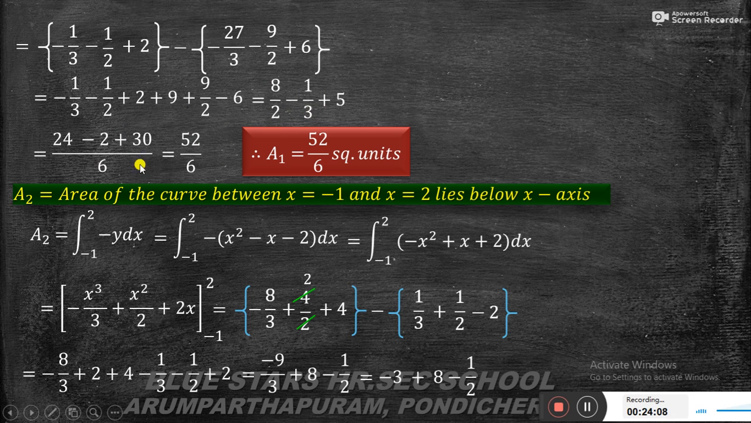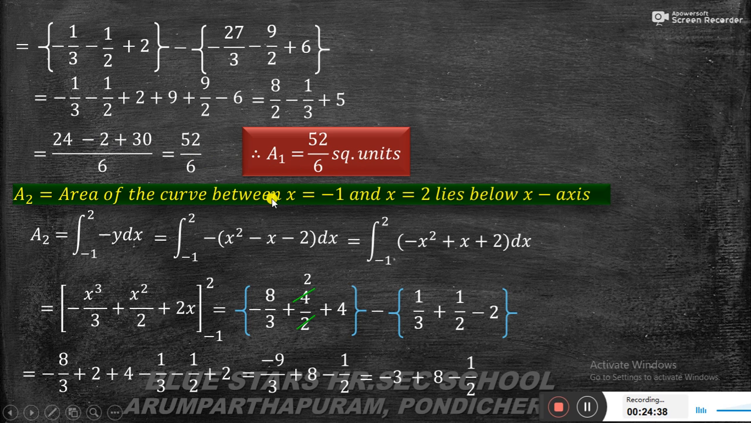So LCM 6 means 8 3s are 24, 2 into minus 1, 2 into 1 is 2. So 24 minus 2, and 2 3s are 6. So 24 minus 2 by 6, again 6 5s are 30. So 24 minus 2 plus 30 by 6. The next step, 24 minus 2 means 22. 22 plus 30 means 52 by 6. This is the answer. Next, A1 equal to 52 by 6 square units.